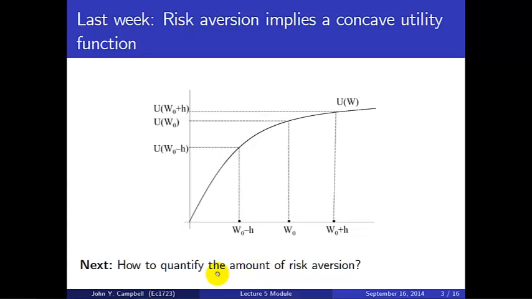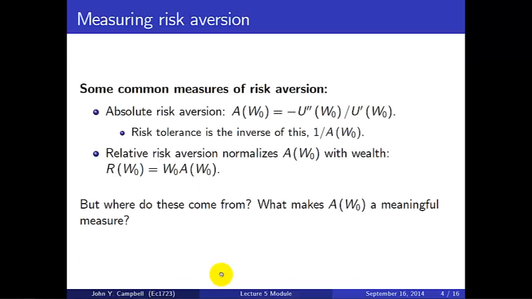So the next question is, how do we quantify the amount of risk aversion? How do we go from saying that people are risk averse to saying how risk averse are they? So there's two important measures of risk aversion that we use. The first is called absolute risk aversion. We write that A as a function of wealth. It may depend on how wealthy you are.